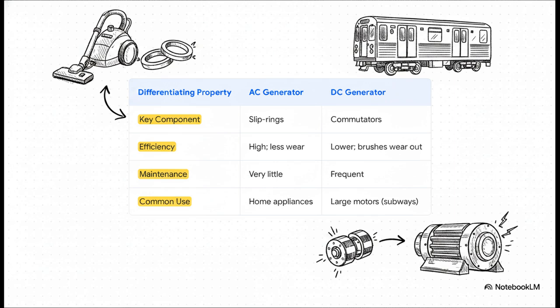But DC generators, they need something way more complicated called a commutator. It's basically a switch that flips the connection every single half turn to force the current to only go one way. All that switching causes a lot more wear and tear, but it gives you the kind of power you need for huge motors. We're talking about things like subway trains.